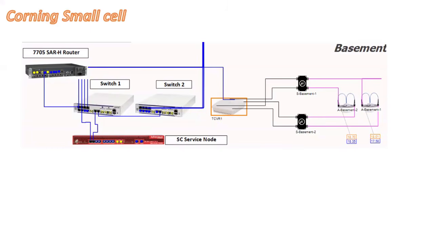Let's see the real example of a Corning small cell. You can see here, we have one service node. The service node is connected to the aggregation switch, and then it is connected to the PoE, and then the PoE is connected to the radio node. And in some cases, the radio node is also connected to antennas, right? In this case, this radio node will act only as a radio. It will not act as an antenna, right? So the radio is connected to the antennas as well.